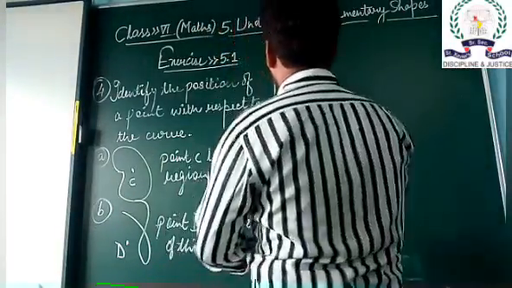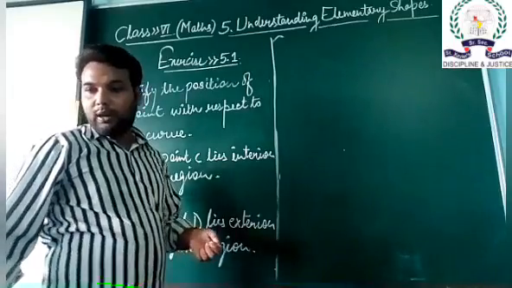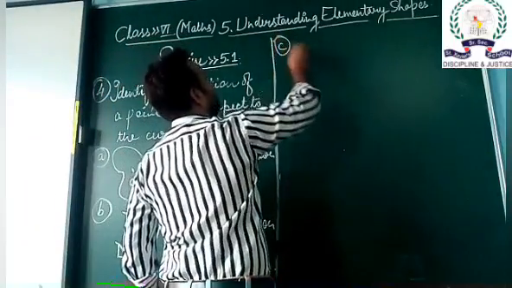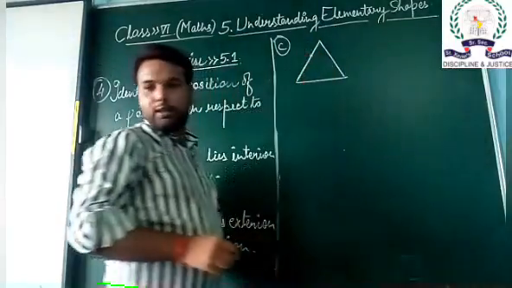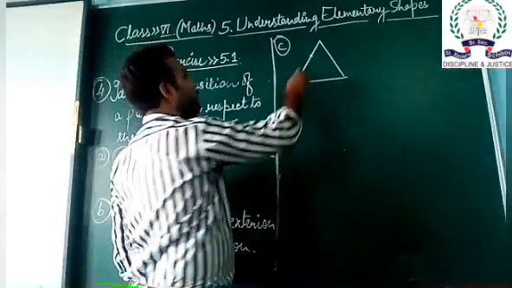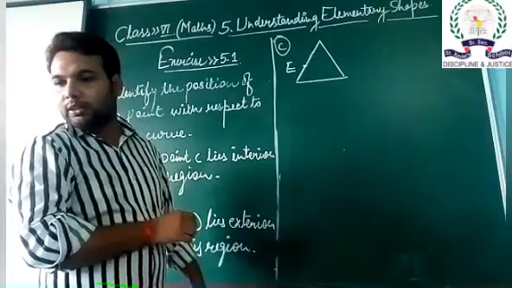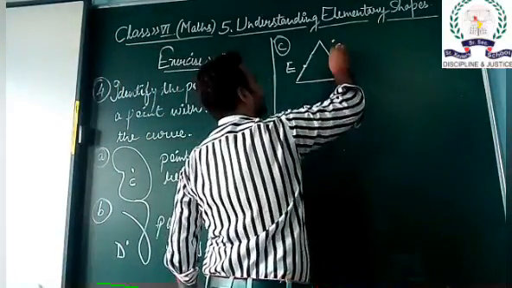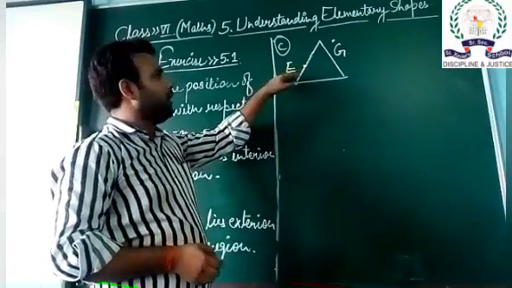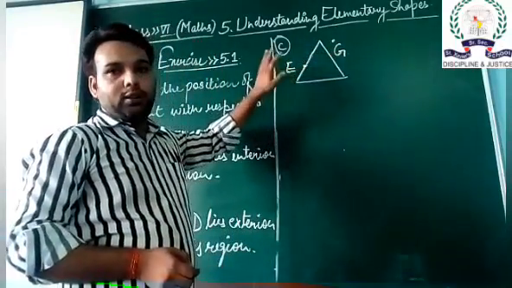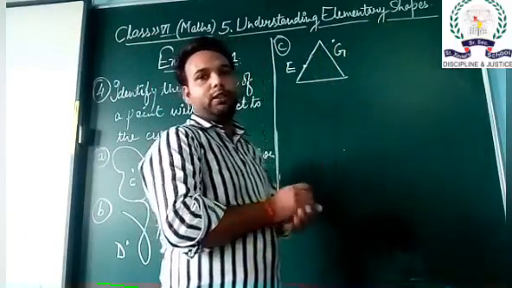C part, the third figure, the third diagram is given. In this diagram, a triangle is given and 2 points are given. One point is given here and it is E, and the next point is given here, G. Identify where the points E and G lie. E lies on the boundary of this figure and G lies in the exterior region of this figure.